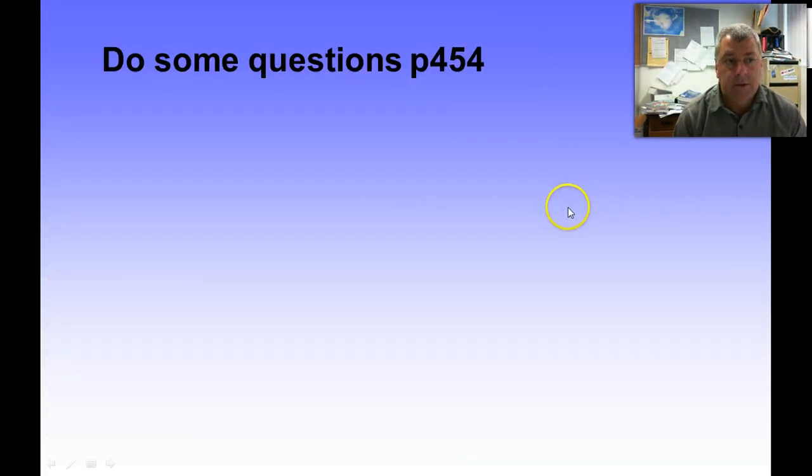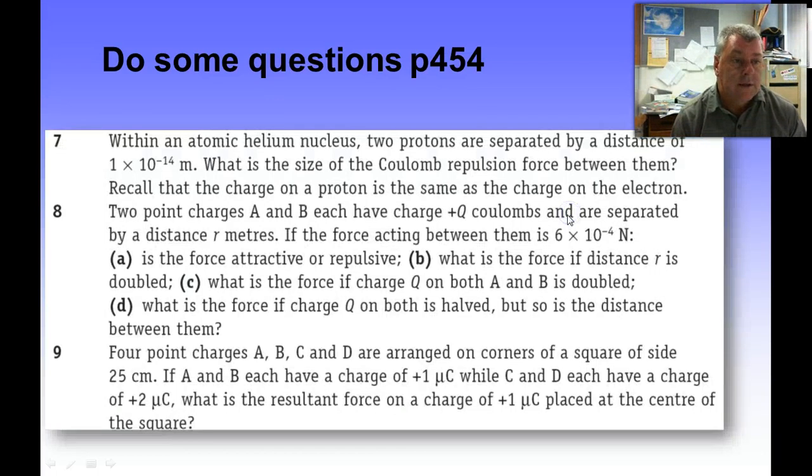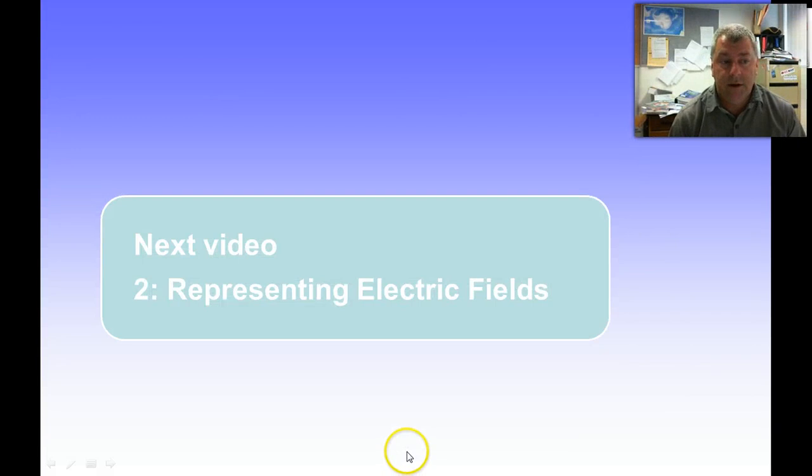So you should now be able to do some questions relating to Coulomb's law, simple application of it. So these are the questions where you basically have to find the stuff to put into the formula, F equals k Q1 Q2 on r squared. So have a go at those, and in the next video we'll be looking at how we actually represent electric fields. Cheerio!